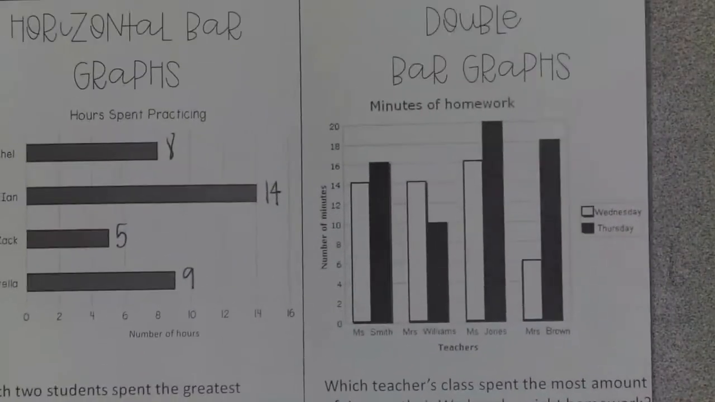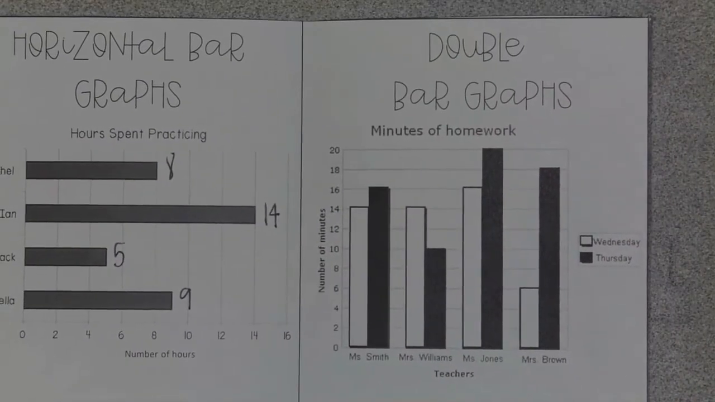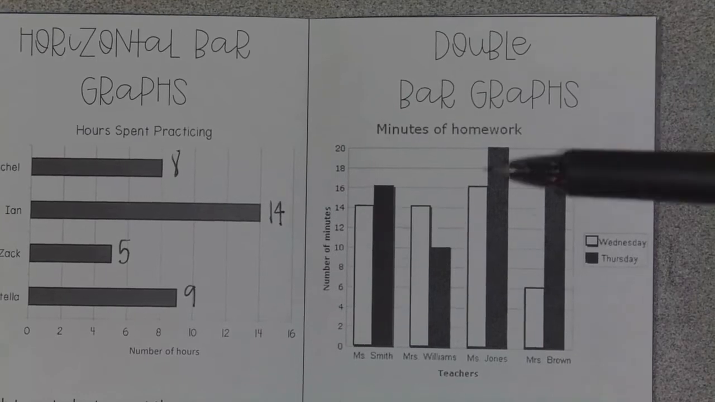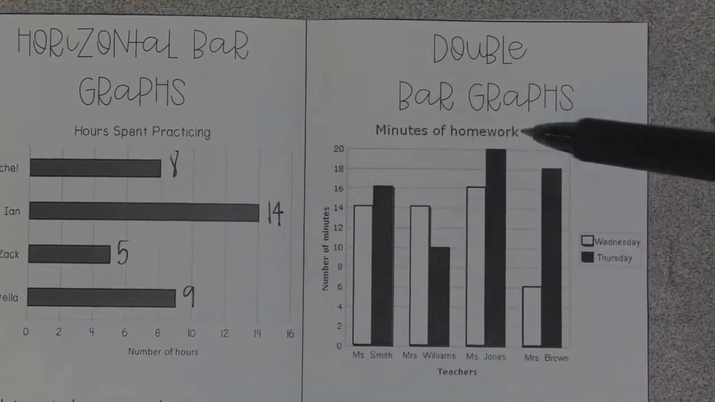The last type of bar graph that we have is called a double bar graph. These can be either vertical or horizontal. For example, I picked a vertical one. So with double bar graphs, they still have a title.